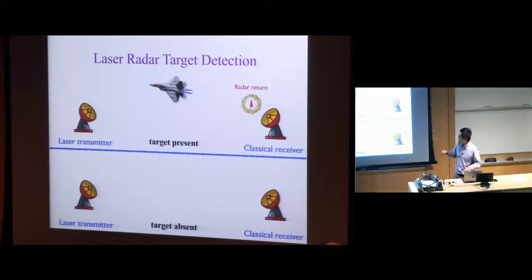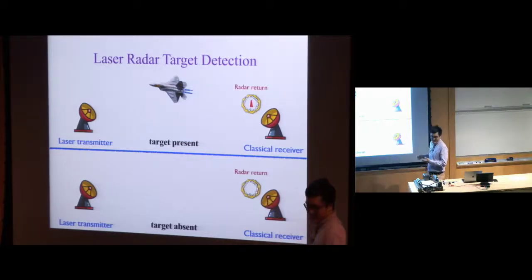So this is the target present case. And if the target is absent, you still have a probe, you try to shoot your target, but because the target is absent, there's nothing reflected back from the target. So all you have at the receiver is noise background. Now your goal is to discriminate between these two cases. You're trying to tell if the target is present or absent by making a measurement from this classical receiver.